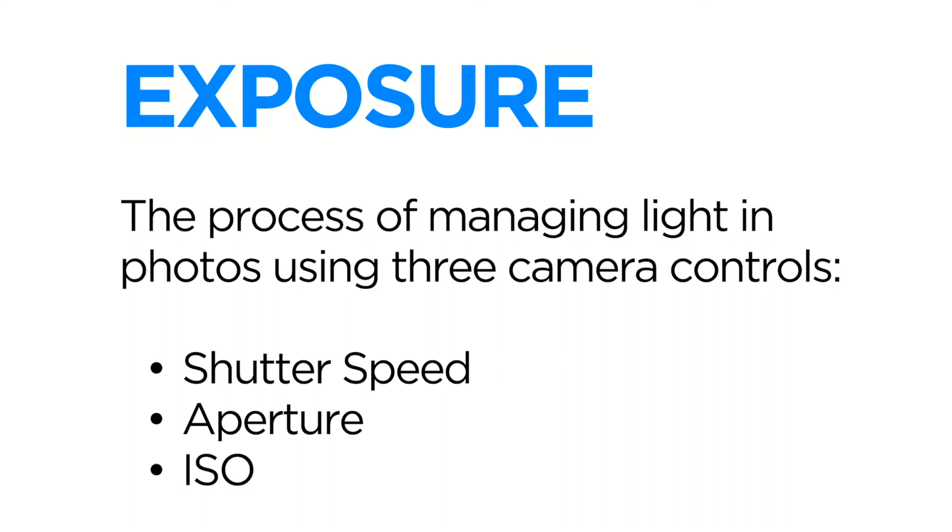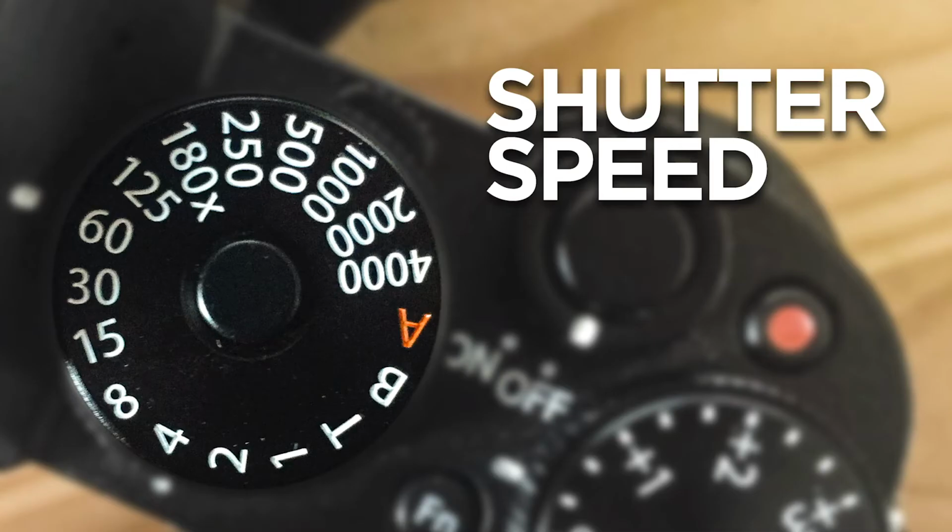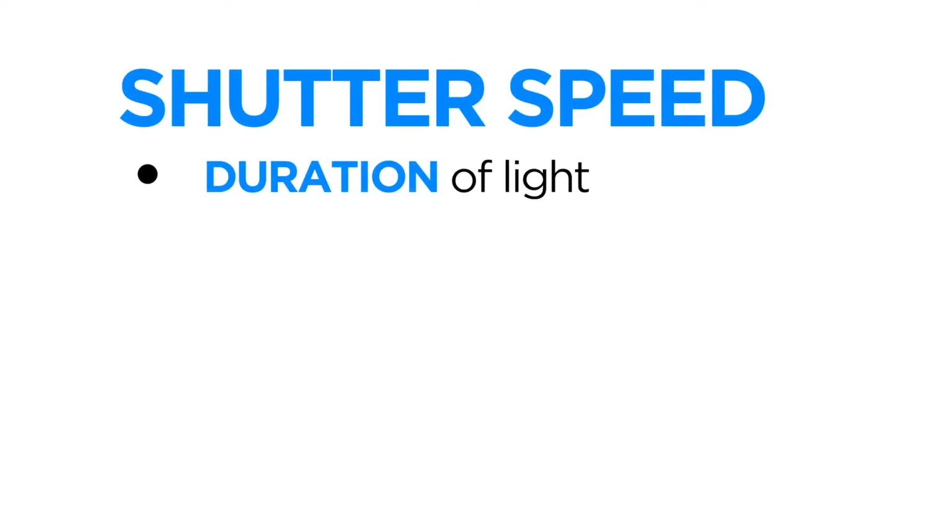So we'll start with shutter speed because it's first on the list. So shutter speed is all about time. It's the time that your camera sees light. So when you tap the button or push the shutter, how long does the sensor get to see light? So shutter speed, duration of light.